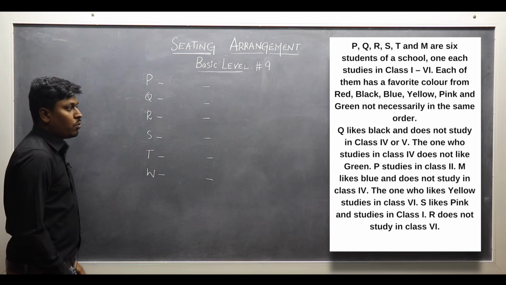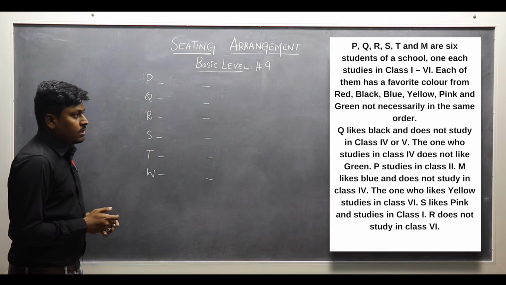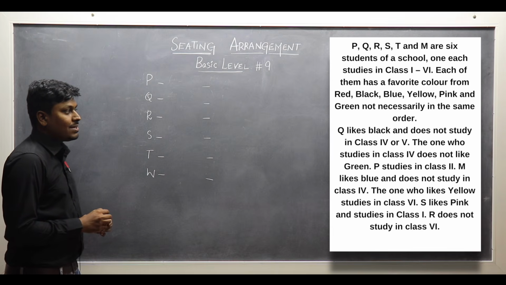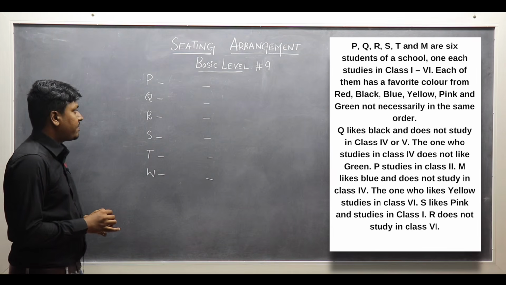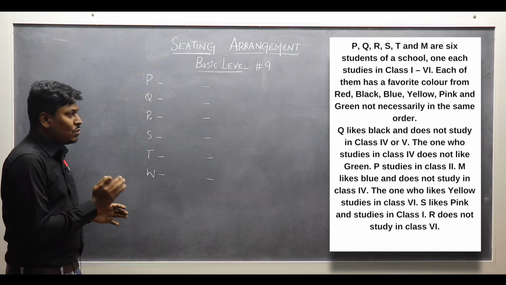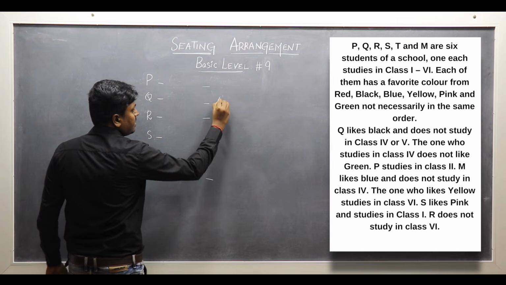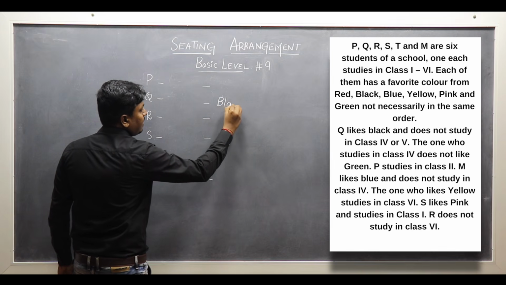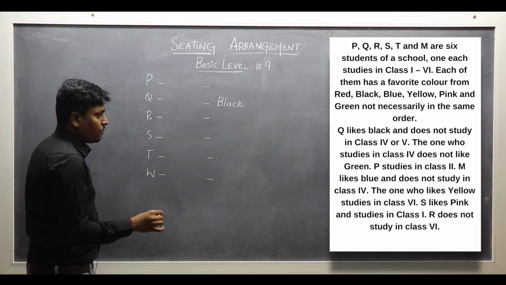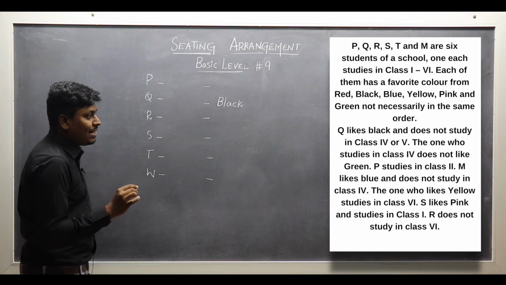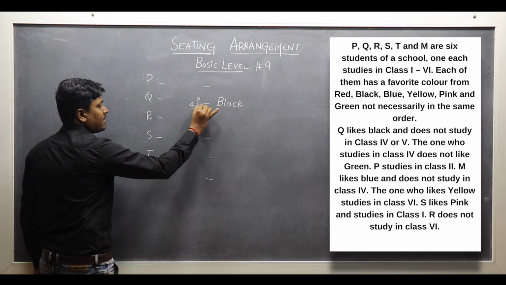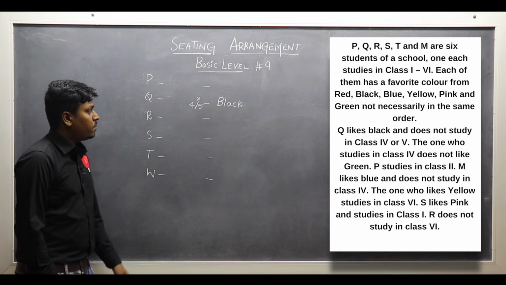Okay, so point number 1. Q likes black and does not study in class 4 or class 5. It's a direct statement. What they are saying is Q likes black color, and this person Q is not studying in standard 4, as well as not in standard 5. So the 4th standard is not Q, as well as the 5th standard is not Q.